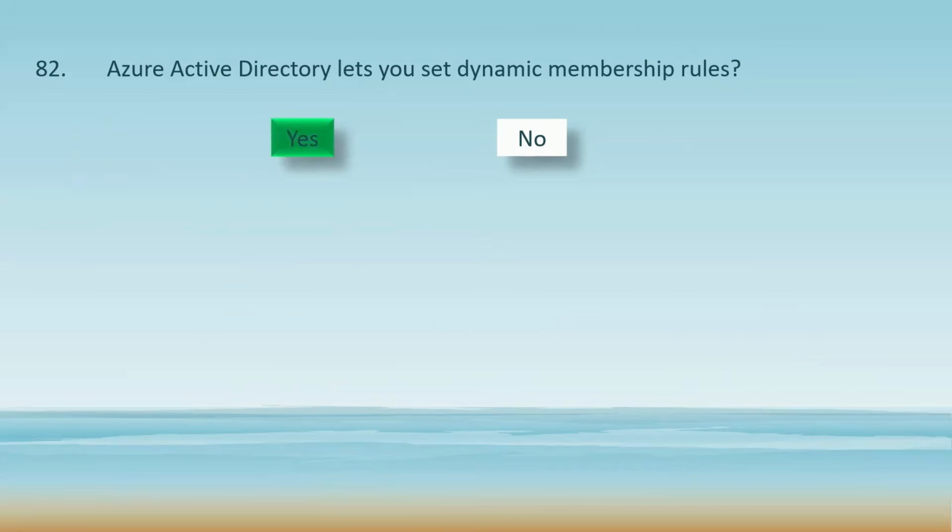So the right answer is yes. This is a correct statement. You can create attribute-based rules to enable dynamic membership for a group in Azure Active Directory. Key thing to note here is this feature requires an Azure AD Premium P1 license. So if you are on a trial license, you won't be able to use this functionality.